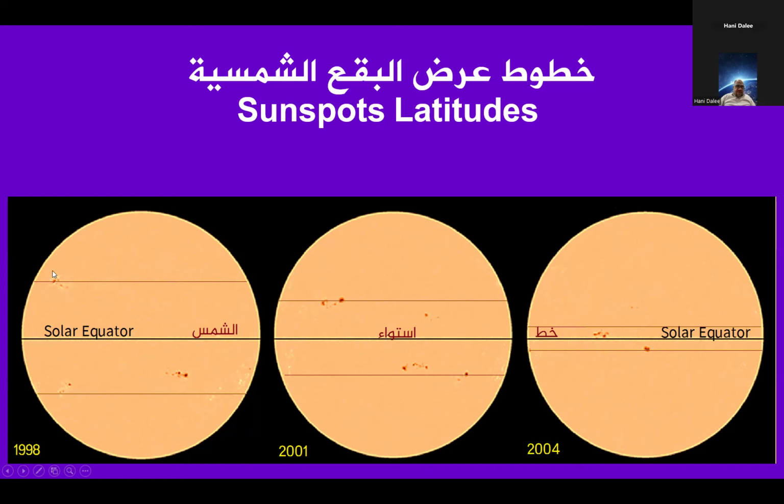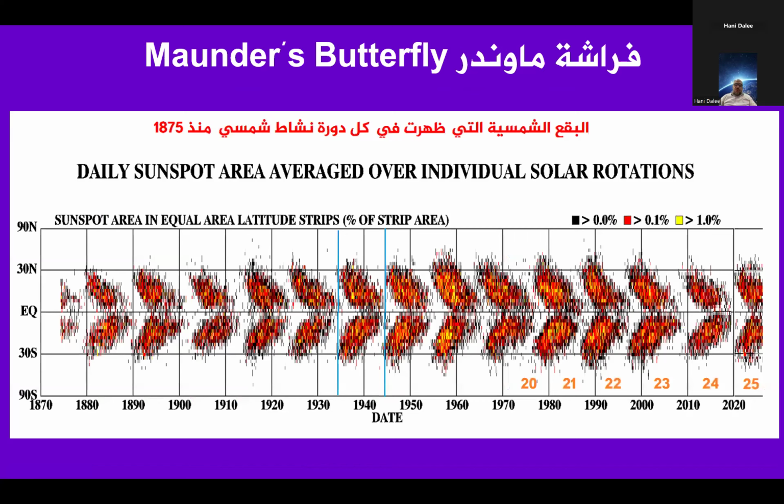This motion from higher latitudes to lower latitudes, with different sunspots all over the solar cycle, is known as the Maunder butterfly. So usually this is one solar cycle. One solar cycle means 11 years. So we are talking here about 1910, 1920, 1930, and so on.